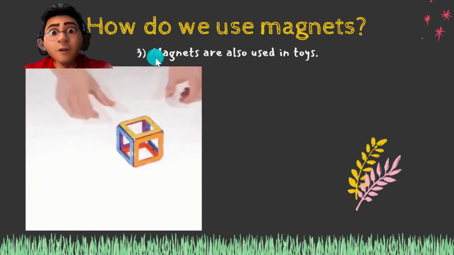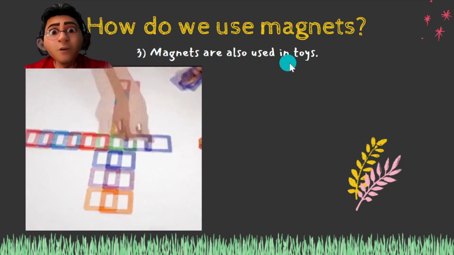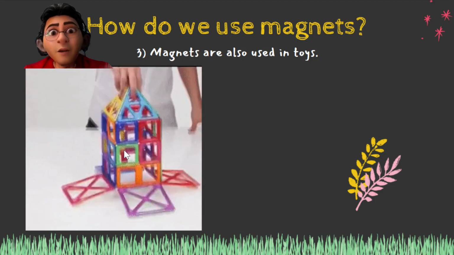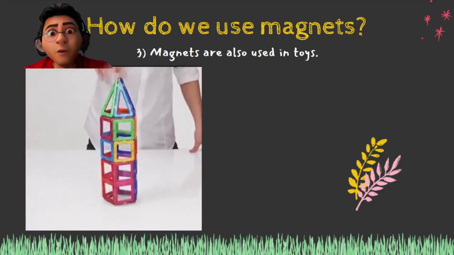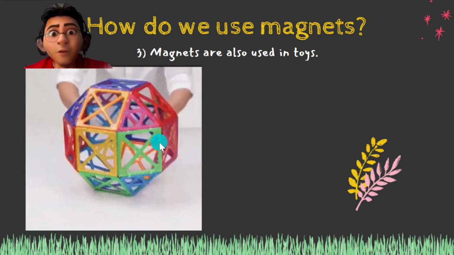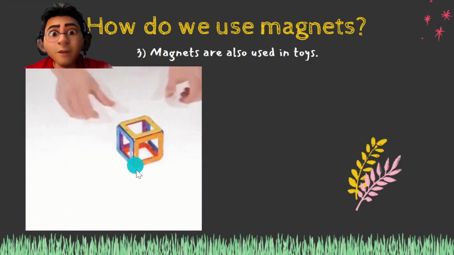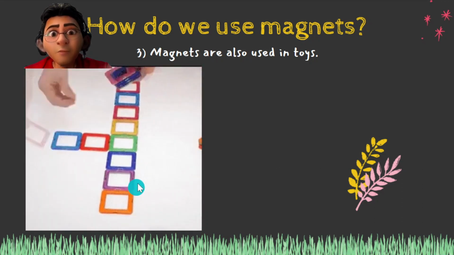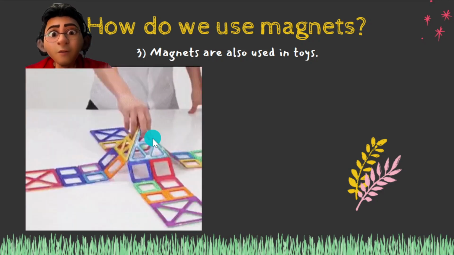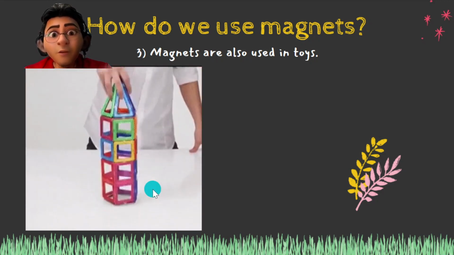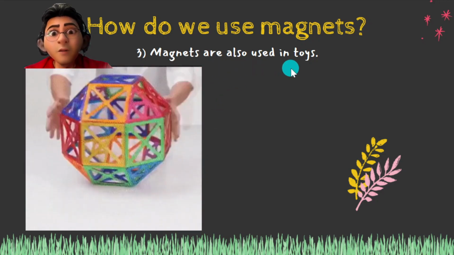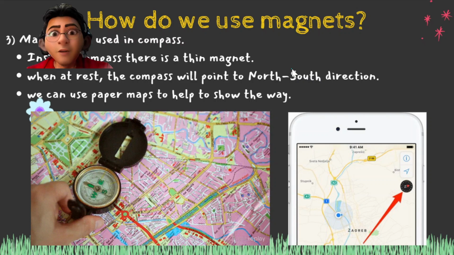Next, third, magnets are also used in toys like this one, or like I said, like remote control cars. There's a motor and there's a magnet. Or here is the same. The magnets is at the corners, if I'm not mistaken, for this toy. I never played this toy. You might have played maybe, but not me. But this is one of the uses of magnets.